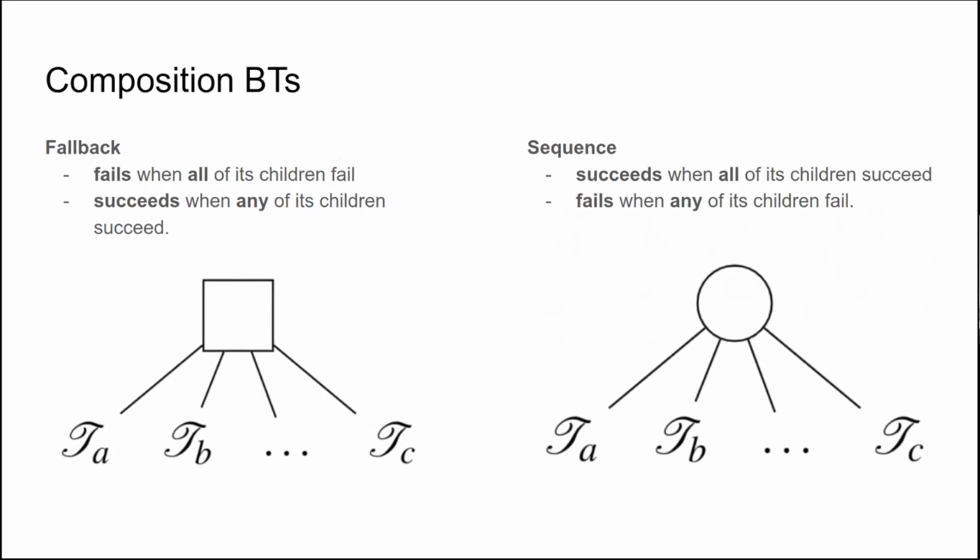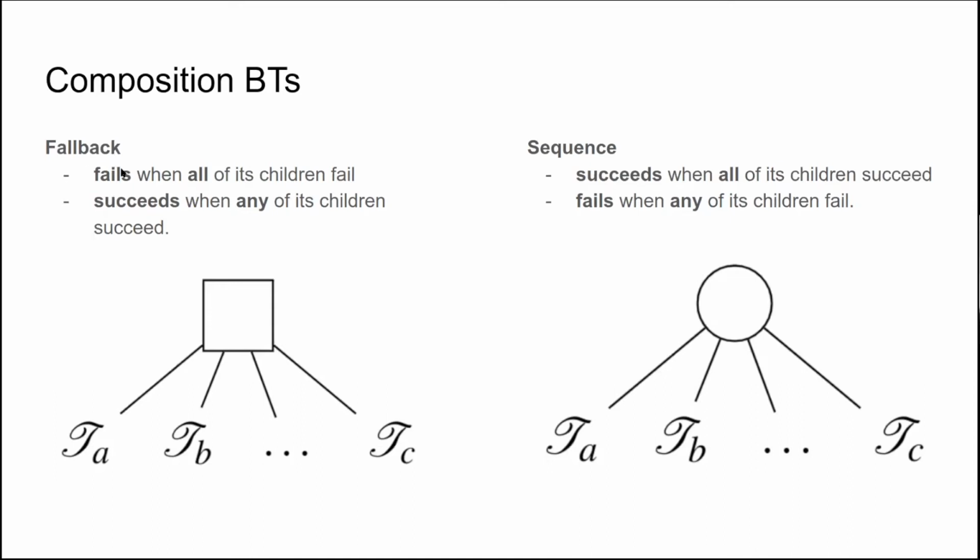And to do that, we first need to look at these things called compositional behavior trees. And there's a couple of different types of these behavior trees, but the two primary ones are fallbacks and sequences.